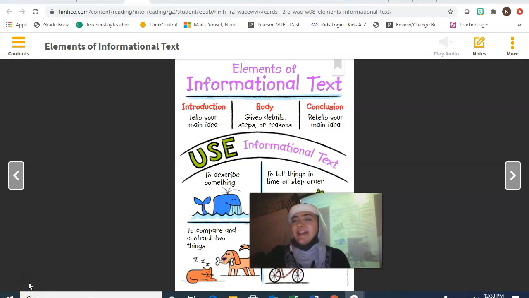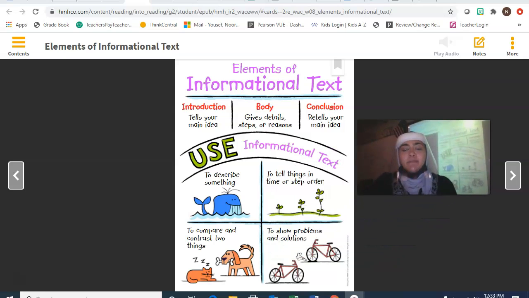All right, everybody. Here's our HMH lesson for today. We are going to be talking about elements of informational text. This is what we have been talking about. Elements means pieces of. So different kinds of pieces in stories that are informational. That means they give you information.